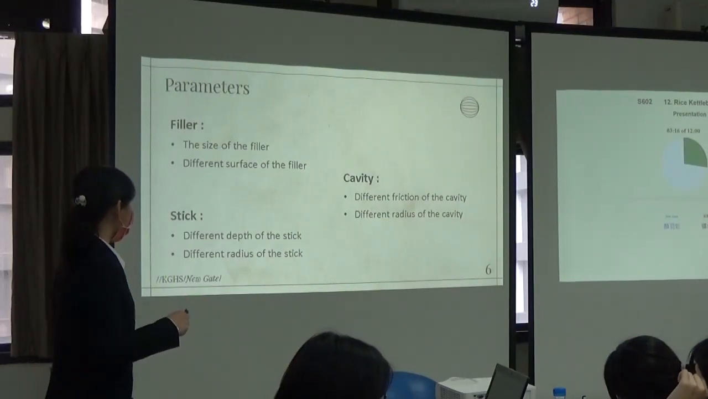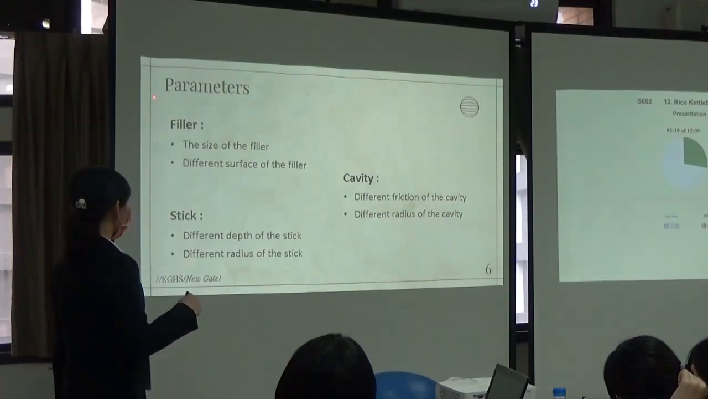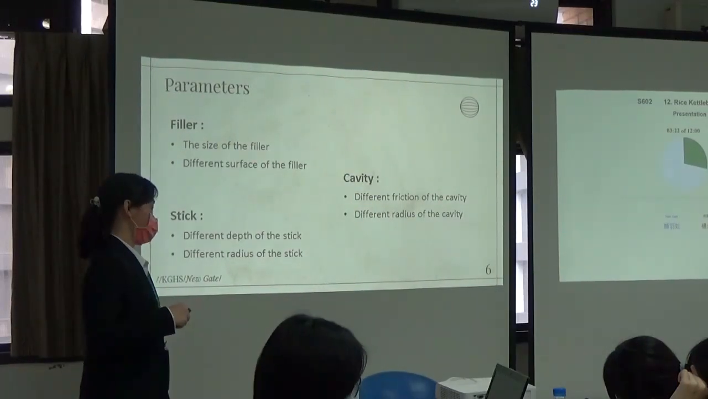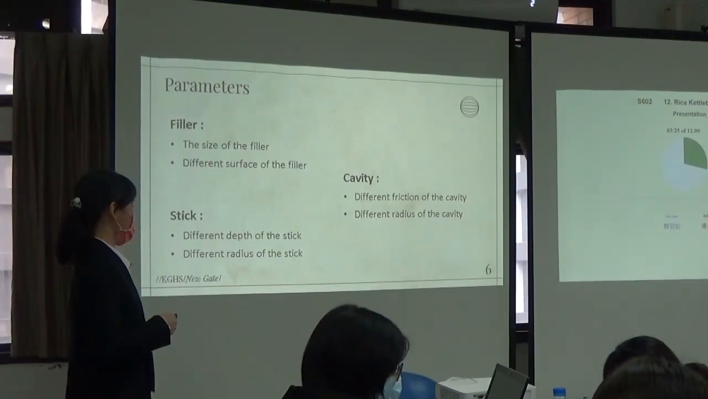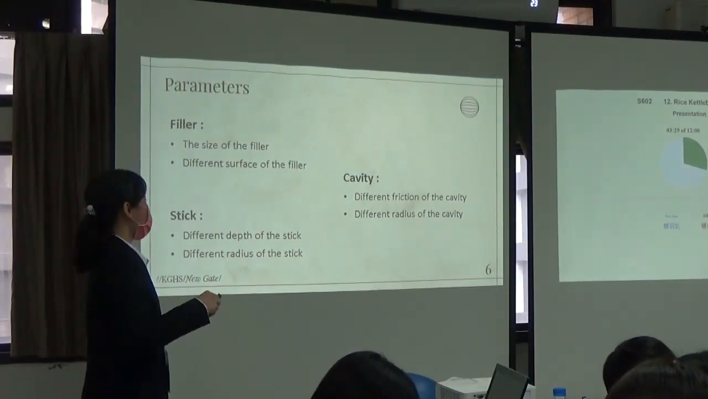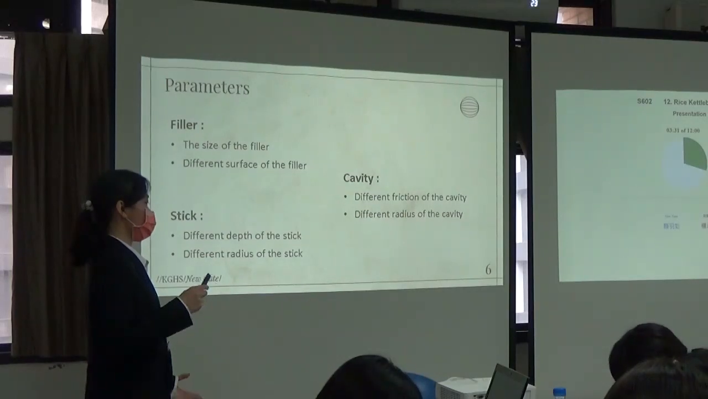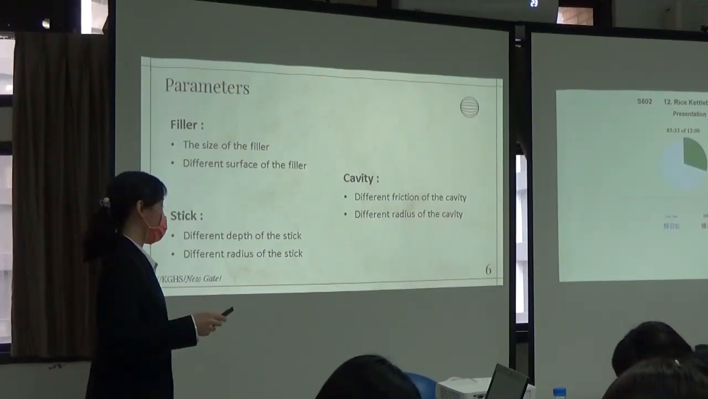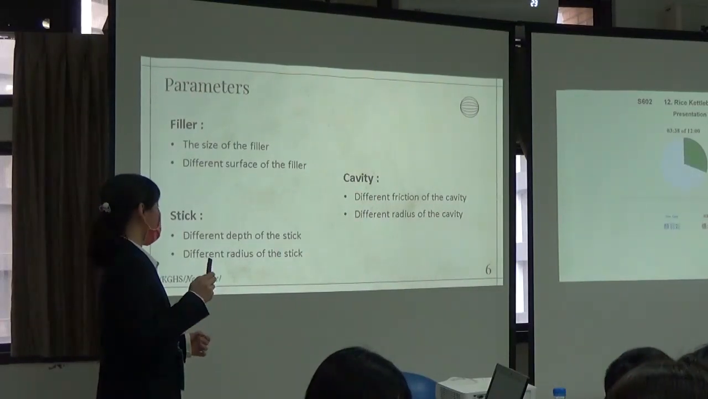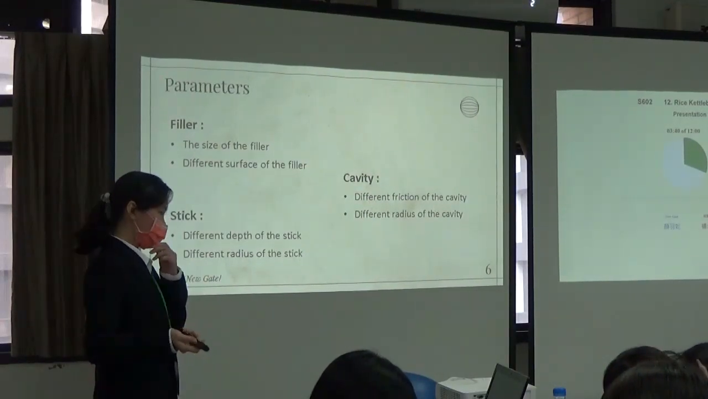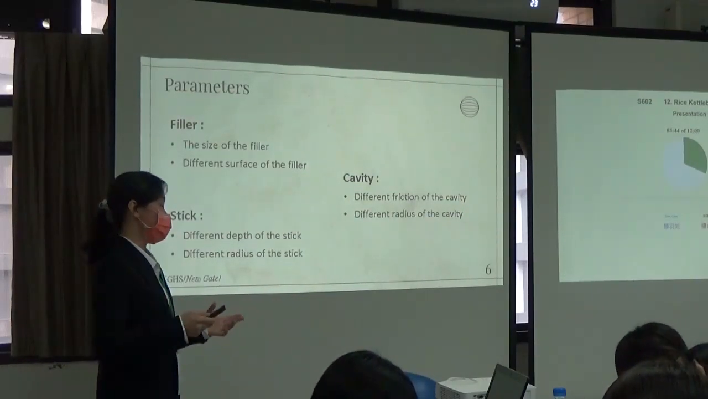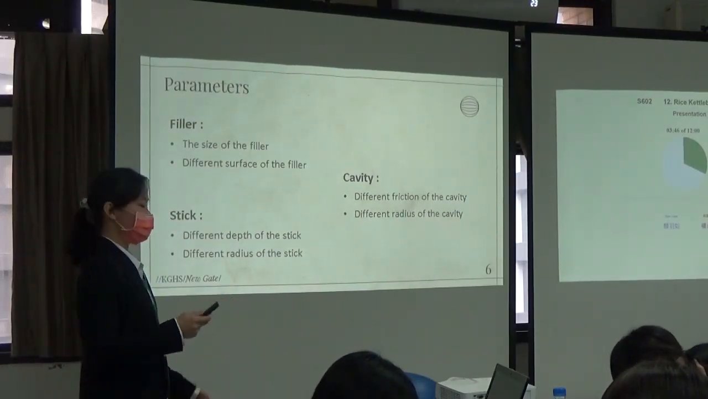Next are the parameters that we are going to explore. First is the filler: the size of the filler and different surfaces of the filler. Next is the cavity. We will give the cavity different friction, and also test what happens when the cavity has a different radius. Third is the stick. We will put the stick at different depths and see how it affects the results. We will also use sticks with different radii and see how they affect the results.